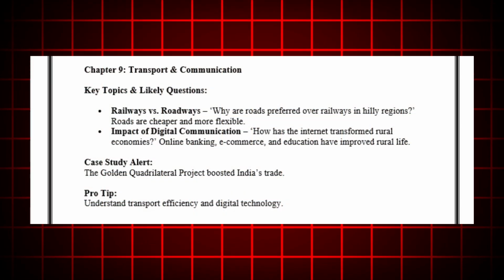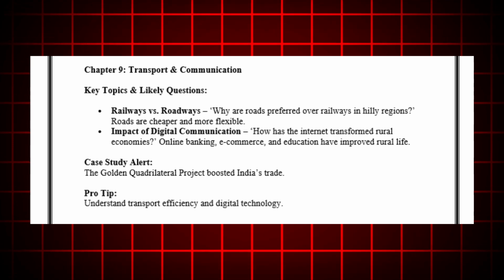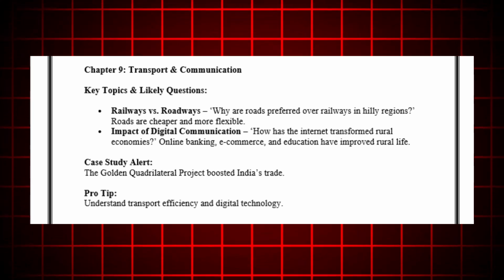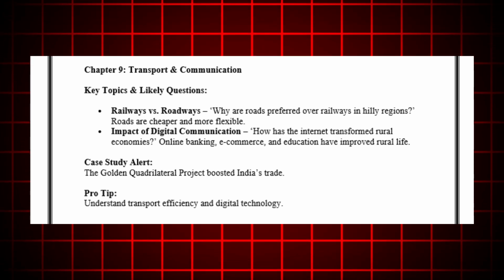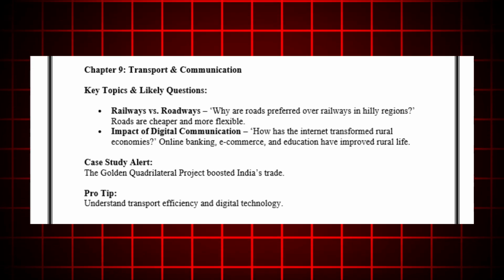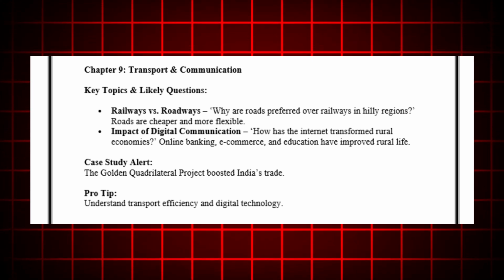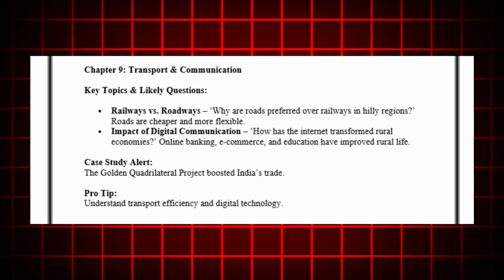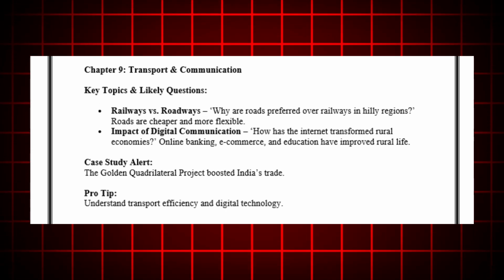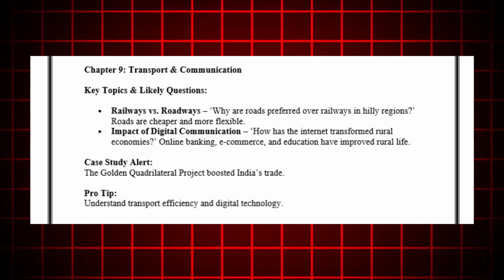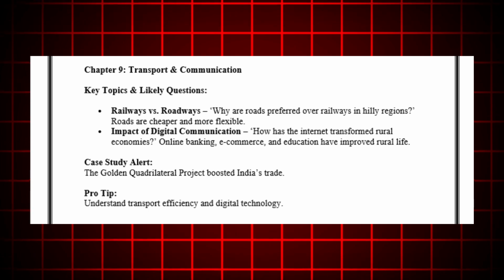Chapter 9, Transport and Communication. Key topics and likely questions. Railways versus roadways. Why are roads preferred over railways in hilly regions? Roads are cheaper and more flexible. Impact of digital communication. How has the internet transformed rural economies? Online banking, e-commerce, and education have improved rural life. Case study alert: the Golden Quadrilateral Project boosted India's trade. Pro tip: understand transport efficiency and digital technology.